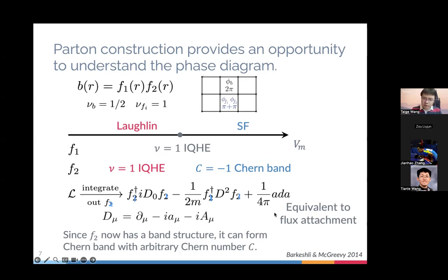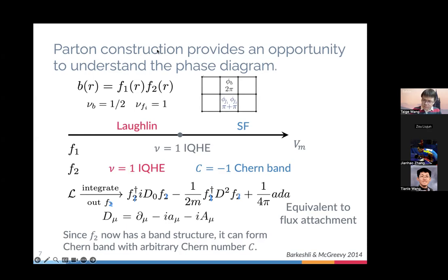It's crucial to realize what enables this transition. If you are in the Landau level, there's no way you can get a superfluid. This is really because if you are in a Landau level, the Hall conductance or the Chern number is locked to your filling. So you can redistribute your flux any way you want, but F2 always experiences unit flux throughout this transition. It is the band structure that allows it to have a Chern number different from the filling.